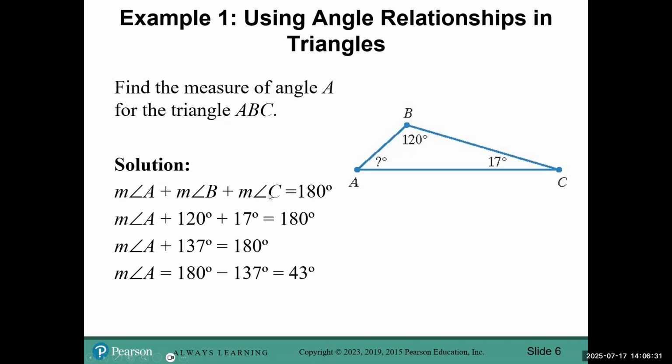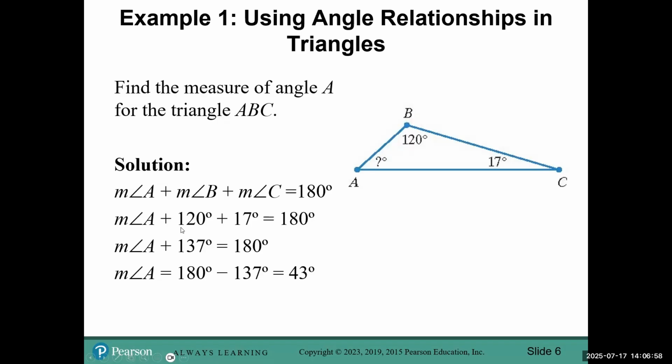And then I can replace the ones that I know. I know angle B has measure 120, so I can replace measure of angle B here with 120 degrees. And I know that angle C is 17 degrees, so I can replace measure of angle C with 17 degrees. And now I can rewrite line 1, replacing those to say measure of angle A plus 120 degrees plus 17 degrees is equal to 180 degrees.